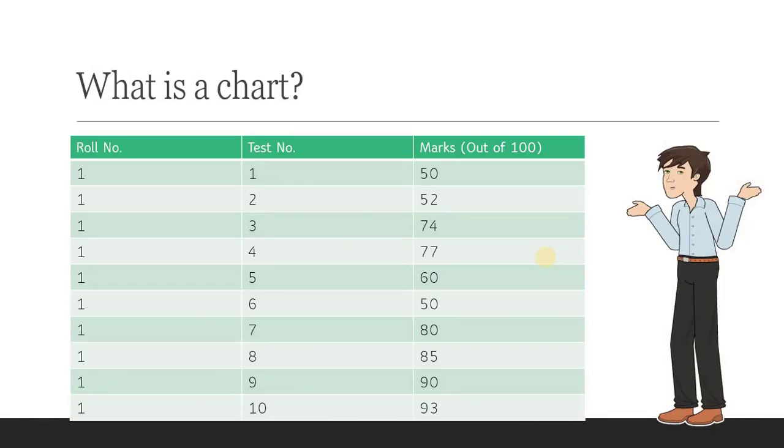Consider this table. This is a record of a student having roll number 1 of 10 tests. In the first test, he got 50 marks. Check the marks for test number 2, test number 3, up to test number 10. If someone asks you whether the performance of students has improved after each test, just by looking at this table, it is quite difficult to tell.